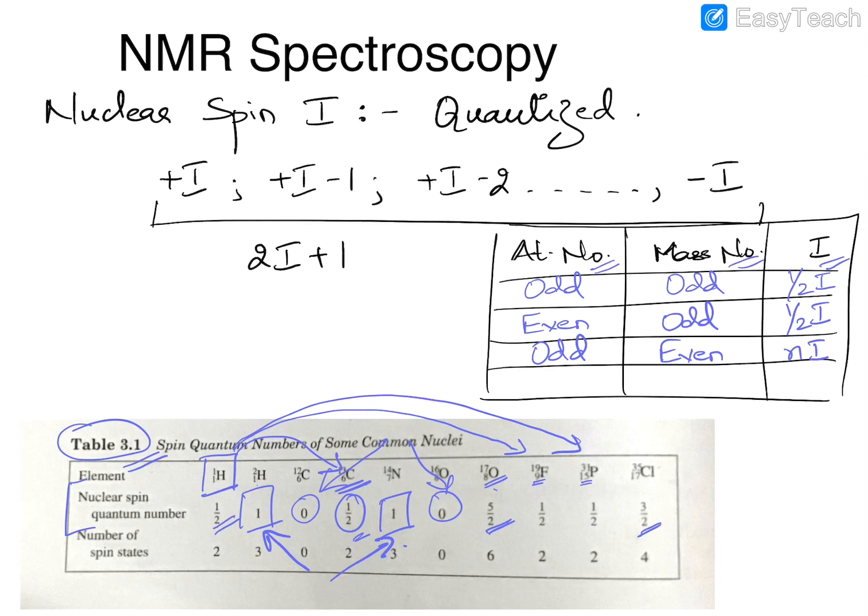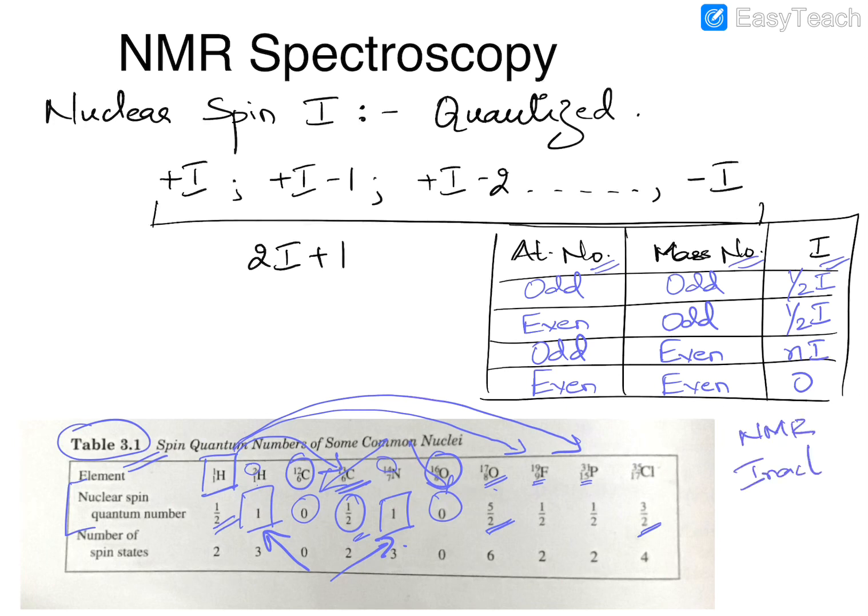For deuterium the mass number is 2, and for nitrogen the mass number is 14 here, and both of them turn out to have an integral value of nuclear spin. The last possibility is having an even atomic number as well as an even mass number. In these cases the nuclear spin turns out to be 0. Here we have examples of C12 and O16. All these nuclei happen to be NMR inactive.